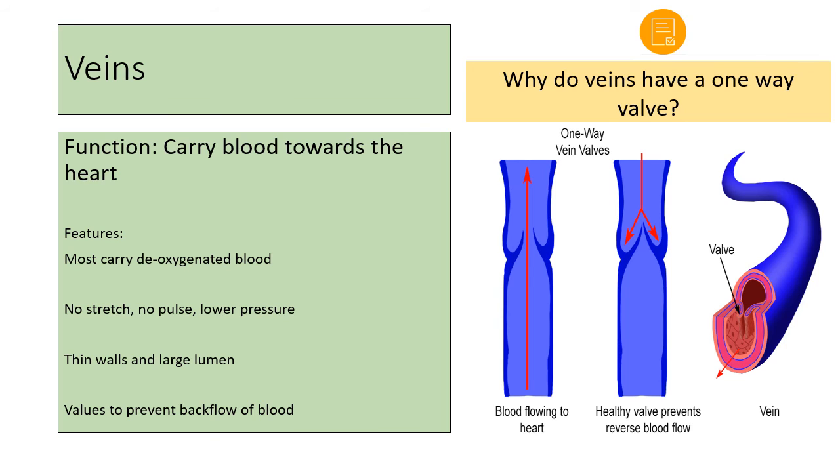Ultimately, if we think of the fact that there's a lower pressure and no pulse involved in the veins, we need to have that valve in place to ensure that the blood doesn't flow backwards. We only want it to go in one direction, and that's back towards the heart. So that's why those valves are in place.